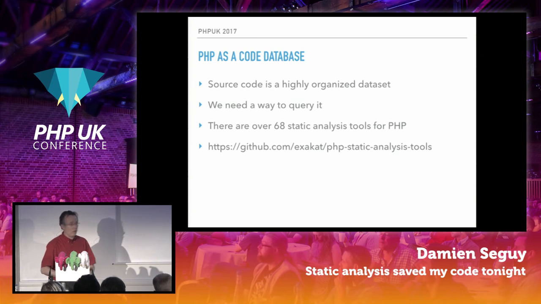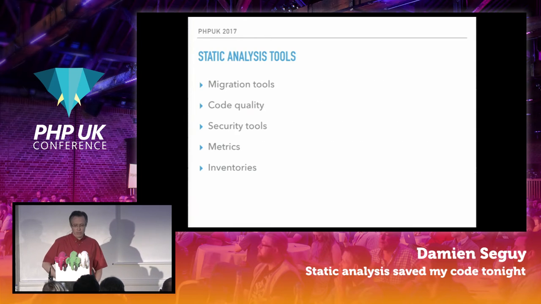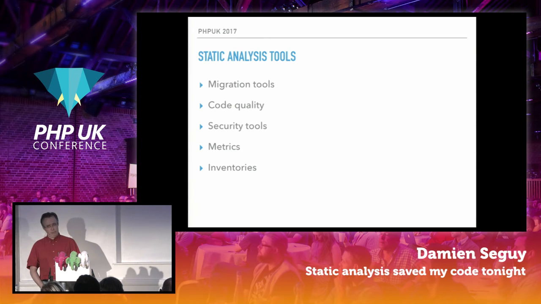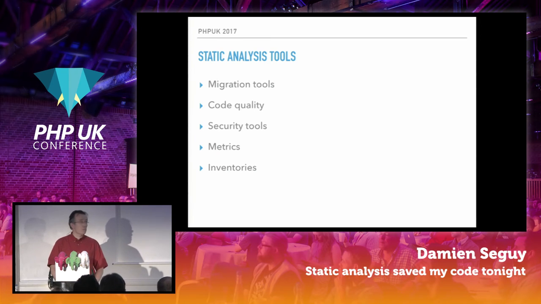I have a list of currently 68 of them. I checked the slides this morning, which made me discover another three of them. So thank you for the conference. That's an upgrade. I'm not going to show you all of them, but I would like to show you a number of them, broken down in five categories. There are a lot of other categories, and hopefully you can even imagine yours. Migration tools, code quality, security, metrics, and inventories. That should cover a number of elements, okay?